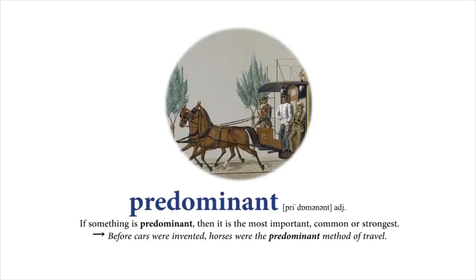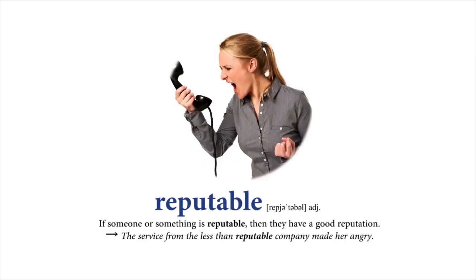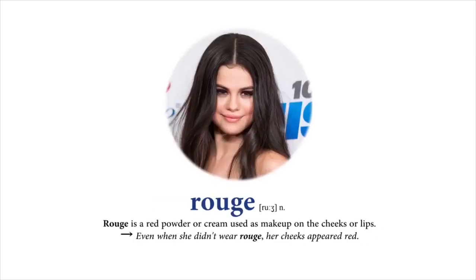Predominant. If something is predominant, then it is the most important, common, or strongest. Before cars were invented, horses were the predominant method of travel. Reputable. If someone or something is reputable, then they have a good reputation. The service from the less than reputable company made her angry. Rouge. Rouge is a red powder or cream used as makeup on the cheeks or lips. Even when she didn't wear rouge, her cheeks appeared red.